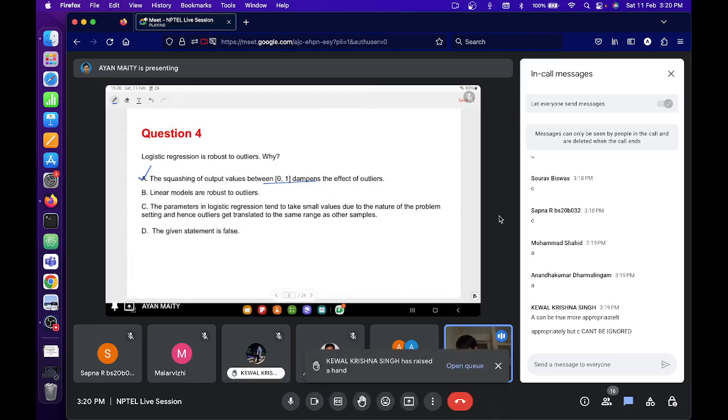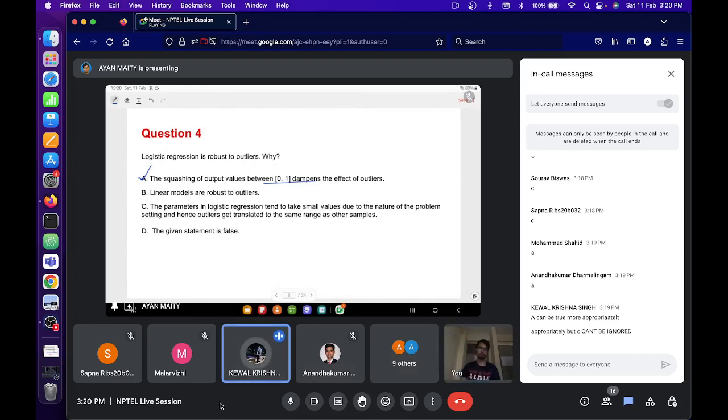And C, yes, Keval. Sir, I think it should be a multiple choice answer, and A and C both could be correct, because the question doesn't say otherwise. The C option says the parameters in logistic regression tend to take small values, and the nature of the problem is not discussed in the question. So the nature of the problem can be assumed to be anything, and hence outliers get translated to the same range as other samples.